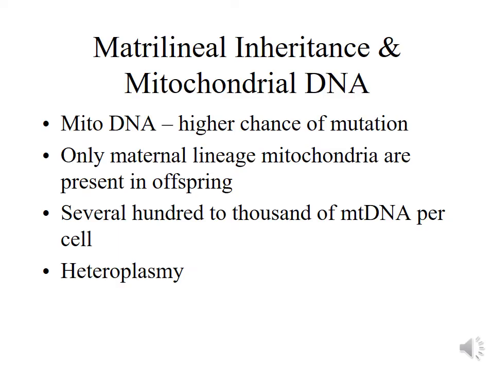Matrilineal inheritance and mitochondrial DNA. The mitochondrial genome is a small 16.5 kilobase circular genome that has 37 genes. This DNA is much more prone to mutation than nuclear DNA, partly because of its proximity to reactive oxygen species that are present in the mitochondrion.